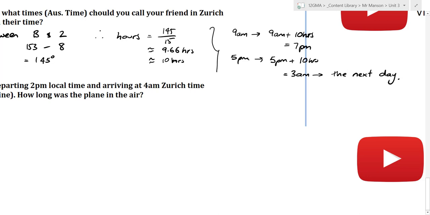Definitely it's between 5 p.m. on that day and 3 a.m. the next day. So 7 p.m. that day and 3 a.m. the next day. So be very clear, if you move to a new day, you don't know what day today is necessarily in this question, but you have to denote that it's the next day.